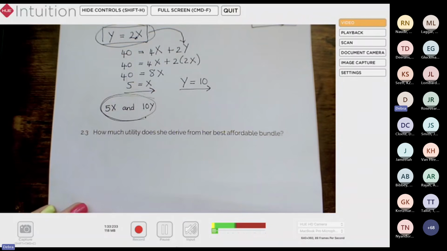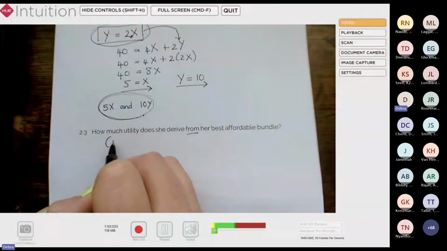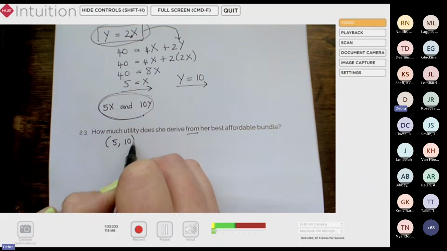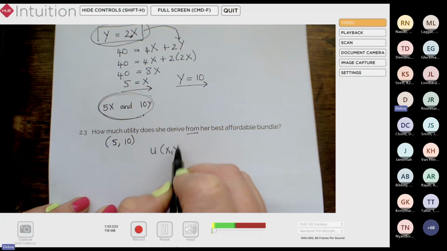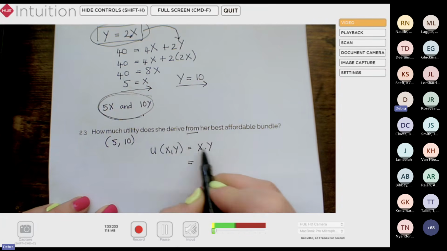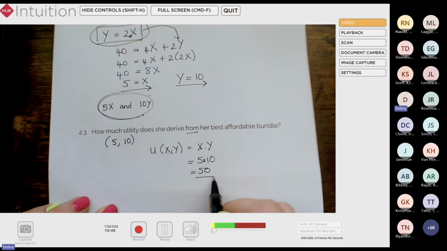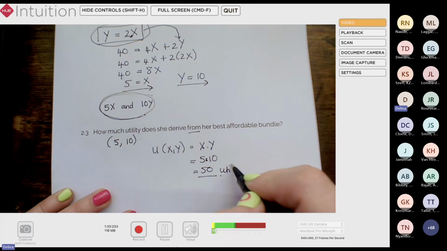Okay, so how much utility does she derive from her best affordable bundle? So we see that her best affordable bundle is 5 X and 10 Y, which means we have to substitute 5 X and 10 Y into her utility function, which is X times Y. So if I put 5 and 10 in there, I get 5 times 10, which is 50. So she gets a total utility of 50 utils.